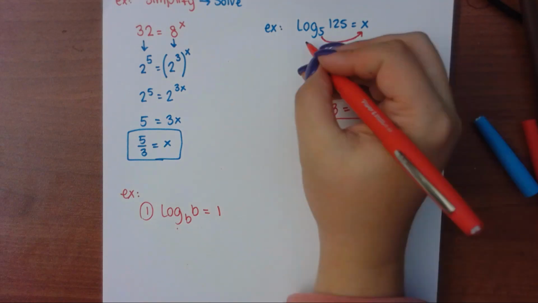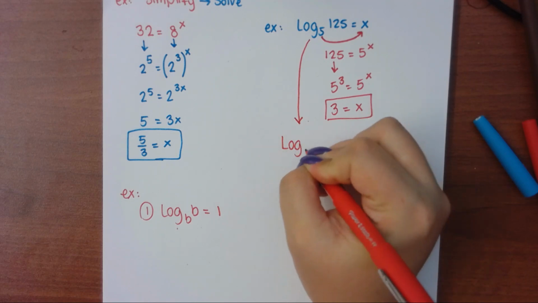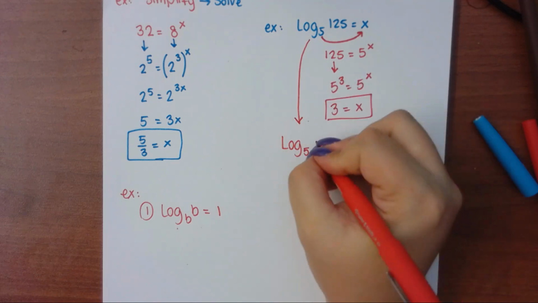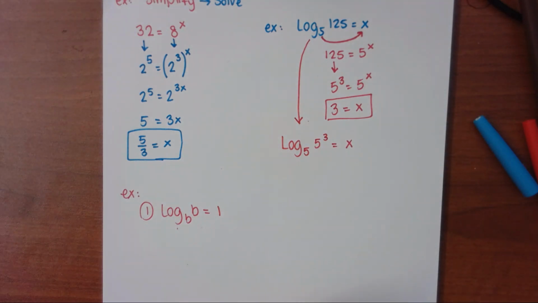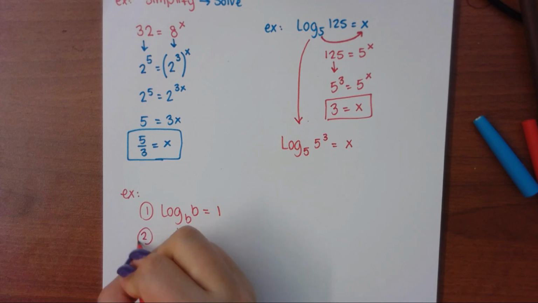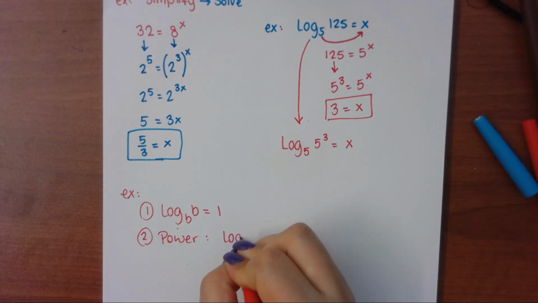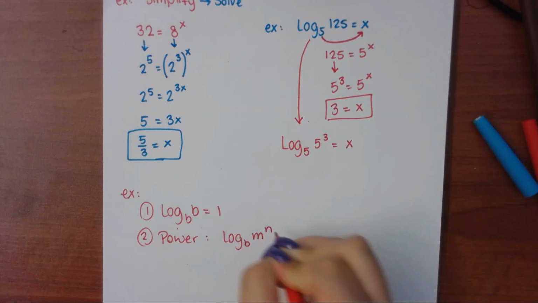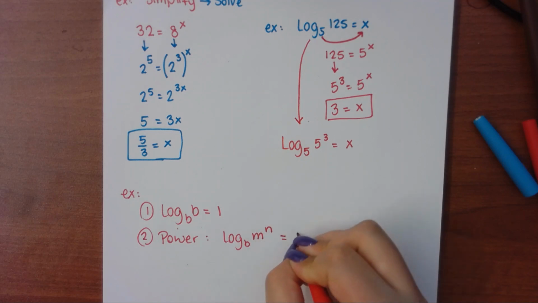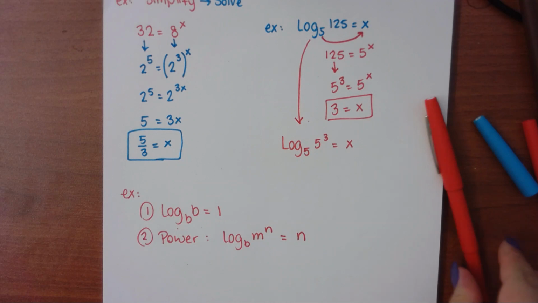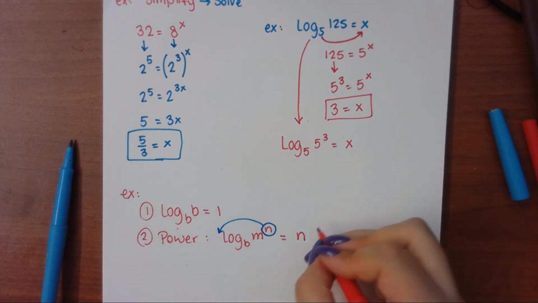So this actually could have been solved a different way. I could have said that this is log base 5 and rewritten 125 as 5 to the power of 3. Now if we're going to do it this way, we actually need one more property, and that is our second property, which is called our power property. Your power property states that if I have log base b of a number m raised to another number n, so a function to a power, we can take that power, that n, and write it out front of my logarithm, and then I have log base b of m.